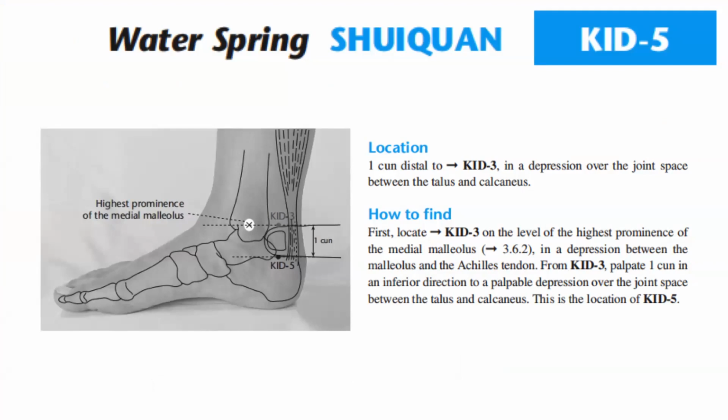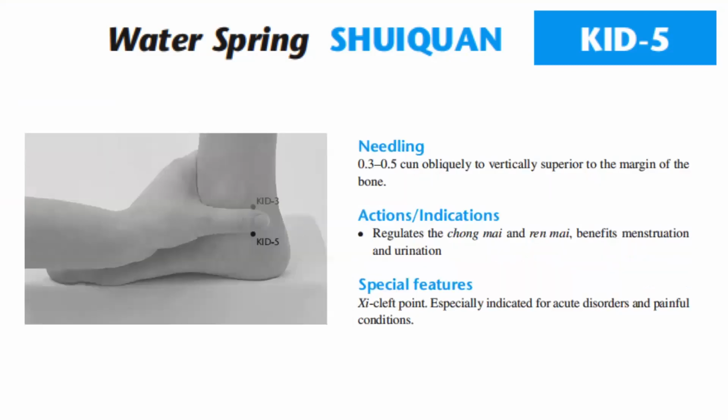First, we locate Kidney 3 on the level of the highest prominence of the medial malleolus, in a depression between the malleolus and the Achilles tendon. From Kidney 3, palpate 1 cun in an inferior direction to a palpable depression over the joint space between the talus and calcaneus. This is the location of Kidney 5.